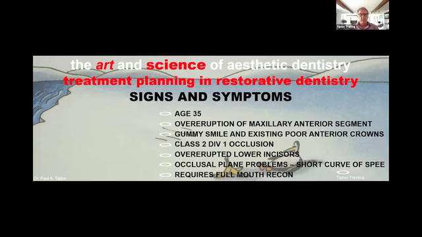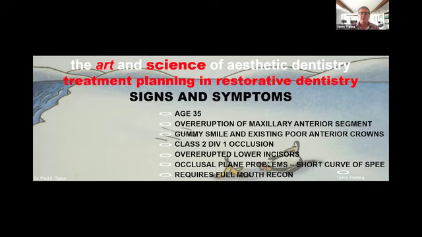We've got no anterior tooth contact, and that's something that we're going to have to address, both from an aesthetic point of view, from a stability and longevity point of view, so that things do not move, and also from an occlusal point of view. So we'll show you how we're going to address this particular problem of the class 2 div 1 a little bit later on. We've got over-erupted lower incisors.